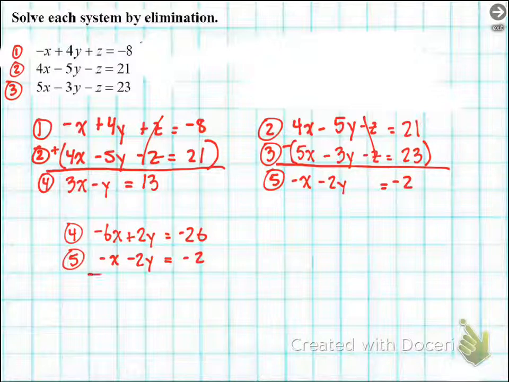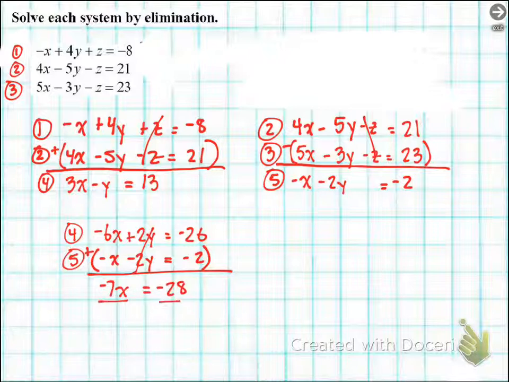So what am I going to do with equation 5 now? Add or subtract it? Add it, right? Because 2y plus negative 2y cancels out. So now we have negative 6x plus negative x is negative 7x. Negative 26 plus negative 2 is negative 28. Divide both sides by negative 7. So we get x is equal to what?